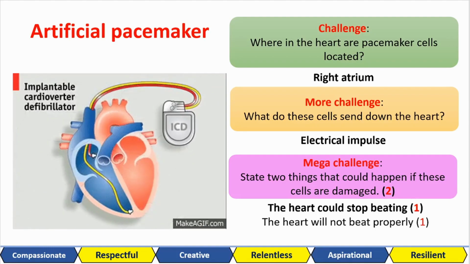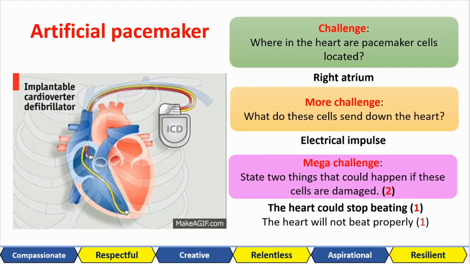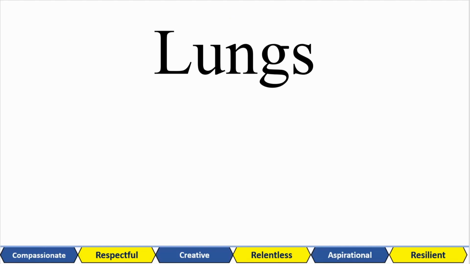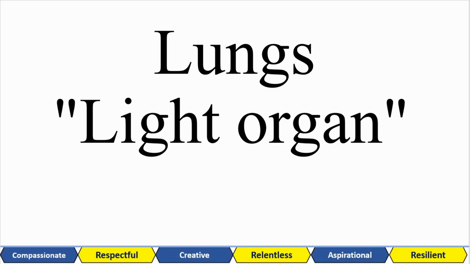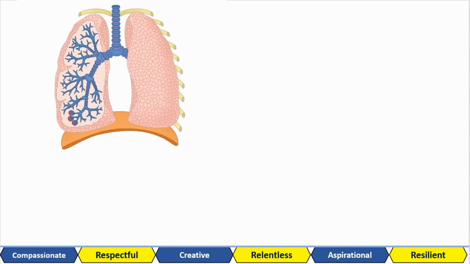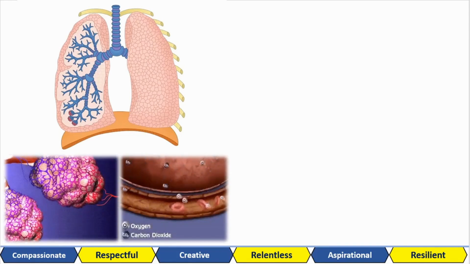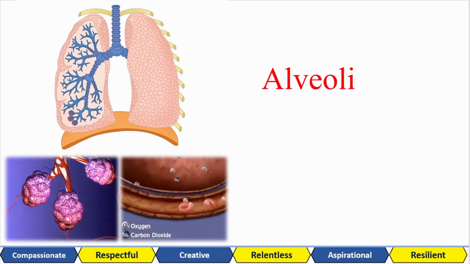Now, the heart isn't just working by itself, it works closely with the lungs, so let's look at that next. The word lung is actually pretty interesting. Lung comes from the Germanic word that literally means the light organ. We'll see why in a second, why it's so light. Here we see that we start with a trachea, which splits into two bronchi. At the end of the air passage, we have millions of these small sacs called alveoli.